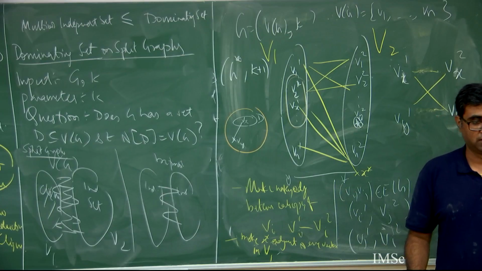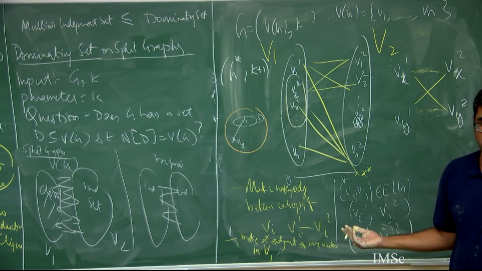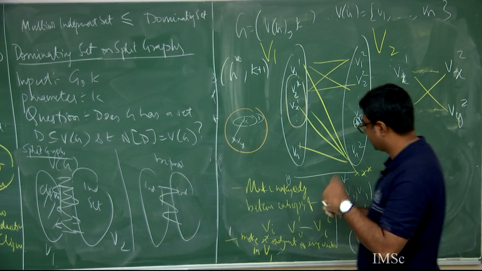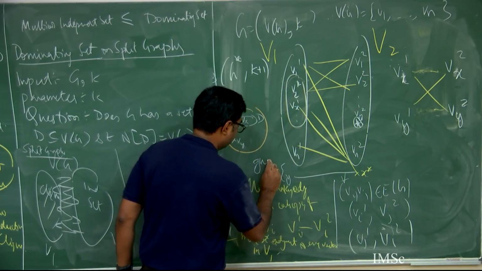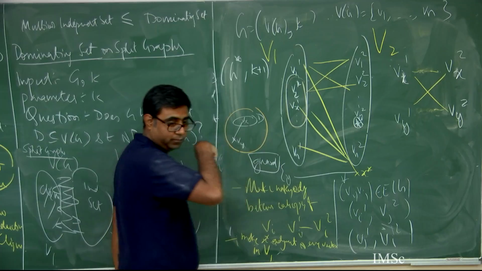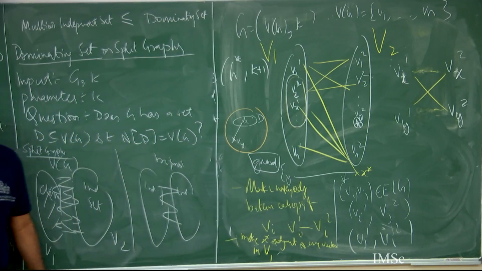At least one of them will be not, then you better pick x star and then you are done. Right? So this is basically the idea of the guard.